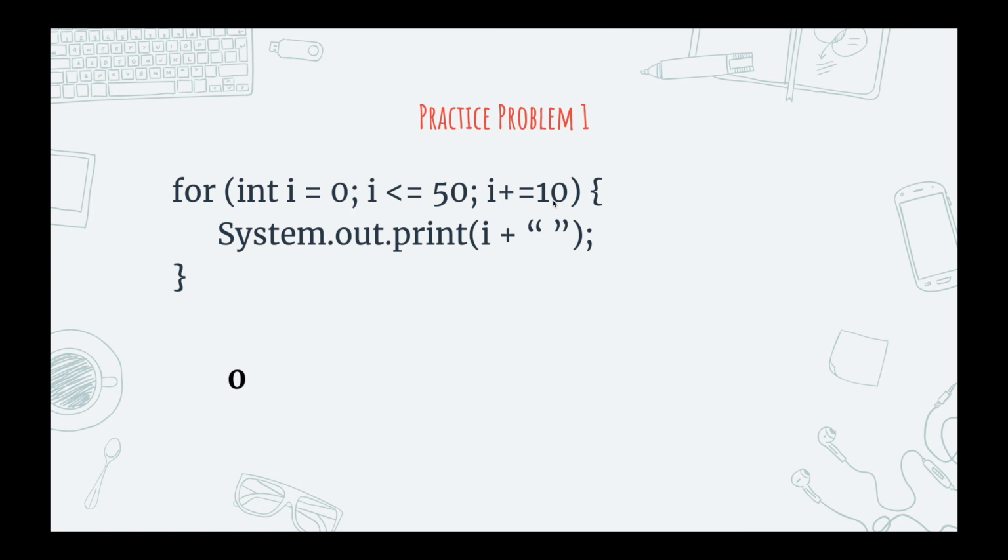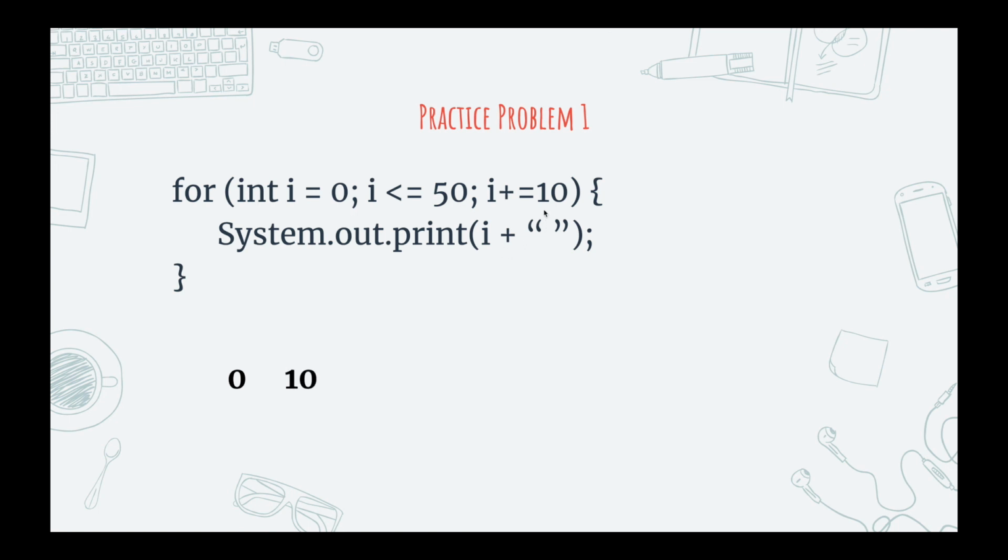The update statement says we had to increase i by 10. So i is no longer 0, i is now 10, because i is equal to i plus 10, i is equal to 0 plus 10, i is equal to 10. Alrighty, we go to the Boolean expression. Is 10 less than or equal to 50? Yes, it is, so it prints out 10.